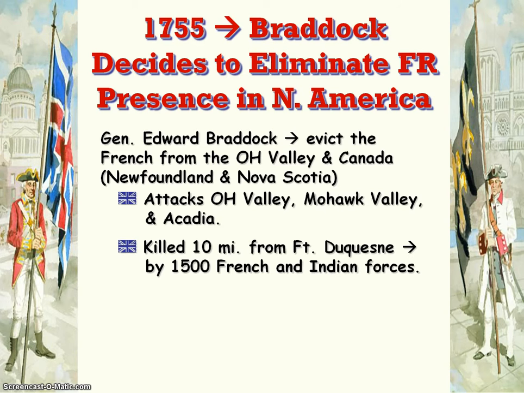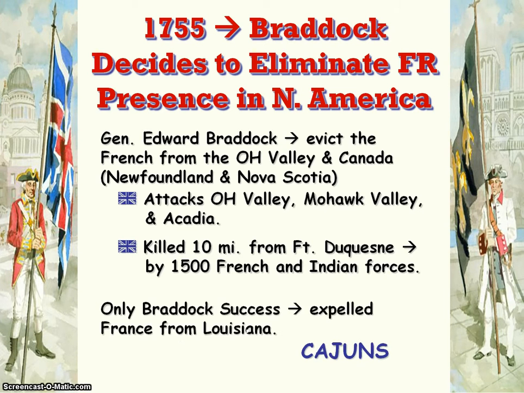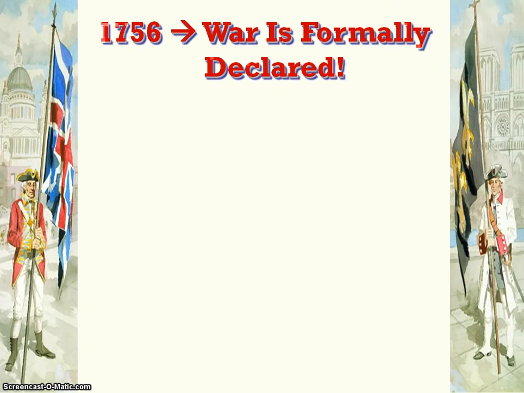And that's where we get our Cajuns from. Unfortunately, he didn't go very far because he spent most of his time trying to build a road, and he was killed just 10 miles from Fort Duquesne. 1,500 French and Indian forces. The book gave us a smaller number, but he was attacked and killed. And really, Braddock's only success was that he got rid of the French in Louisiana and sent those that were in Acadia down into Louisiana, which we now know as the Cajun people. And obviously, we love their food.